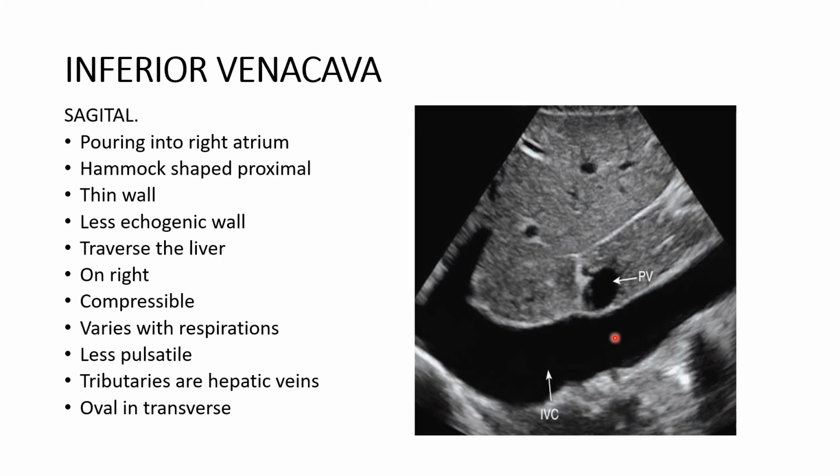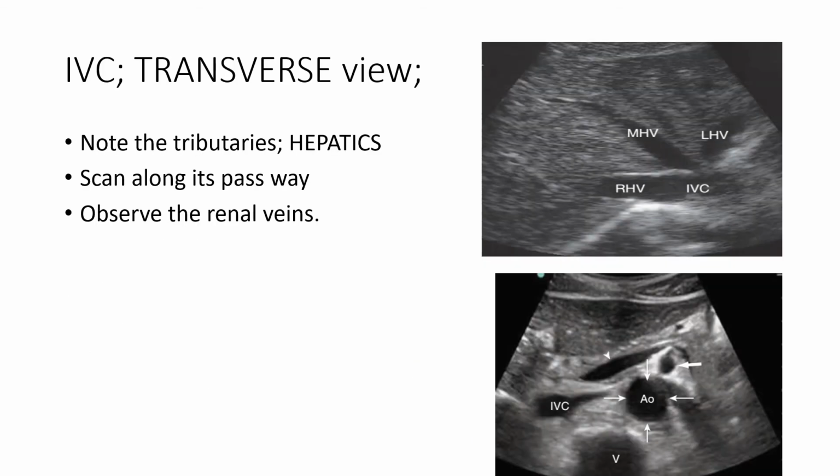With respirations there is some variation, and it can be compressed on real-time scanning. It has tributaries, the first ones being the hepatic veins. Then it appears oval on transverse view. These are the hepatic veins entering or joining the IVC. Here we can see the IVC appearing oval.